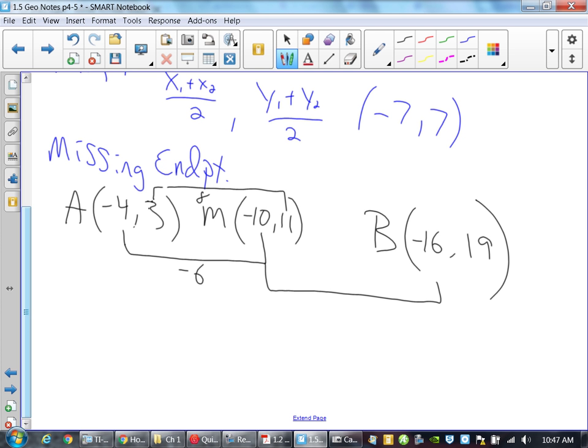Oh, what happens if you do have a segment bisector? What do you do to the segments? How do you solve it?